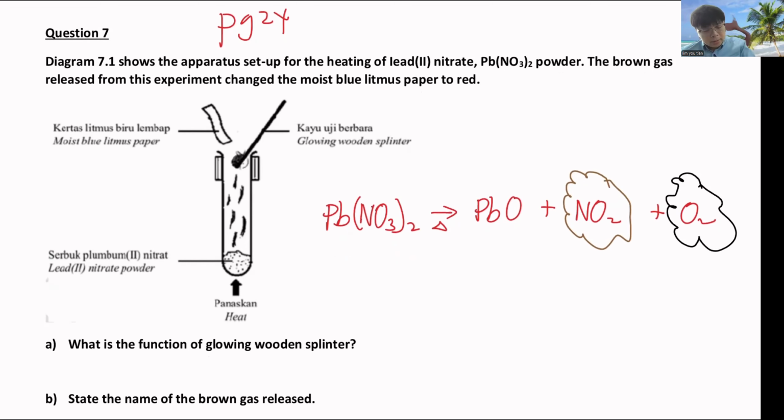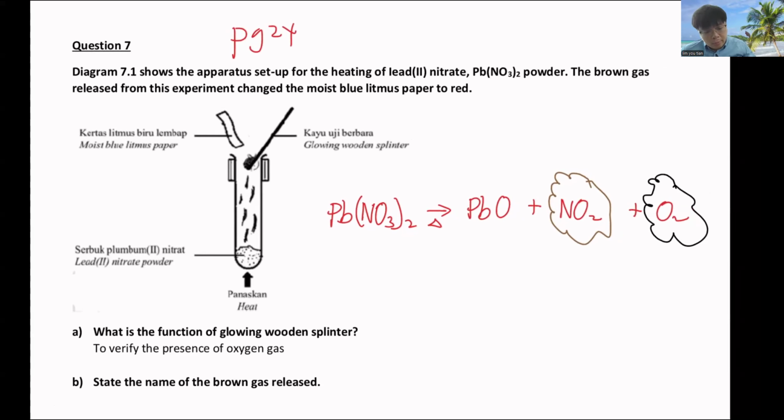Yeah. So what is the function of the glowing wooden splinter? It is to test for oxygen gas. Then the brown colored gas that is released is NO2.